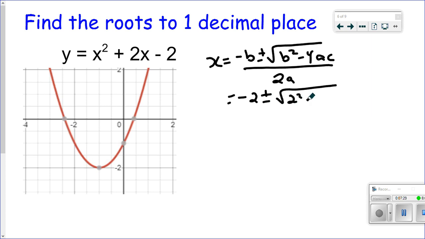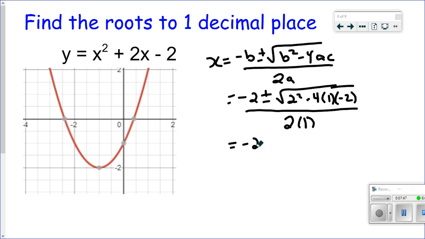You don't need the brackets when it's a positive number. You need them when it's a negative. It's a good idea really to put it in for both, but that part is up to you. That's plus 8.